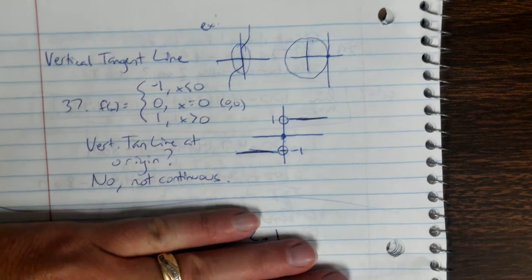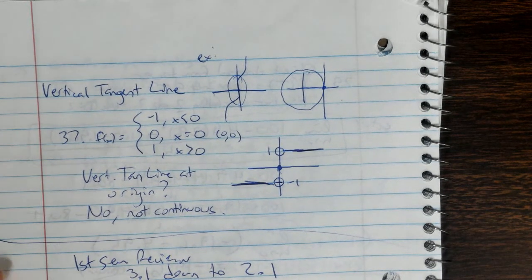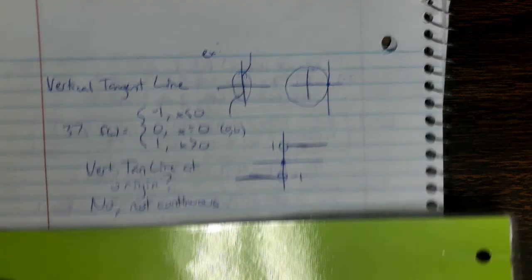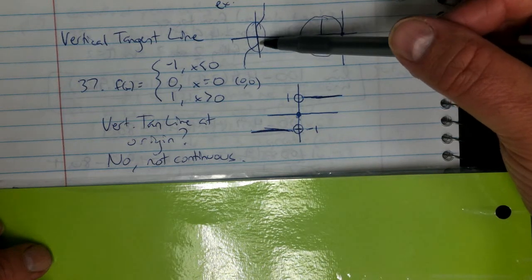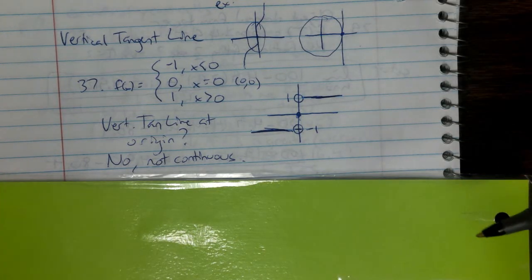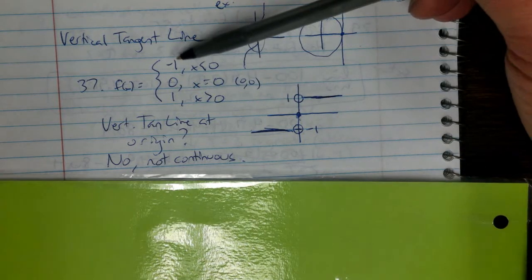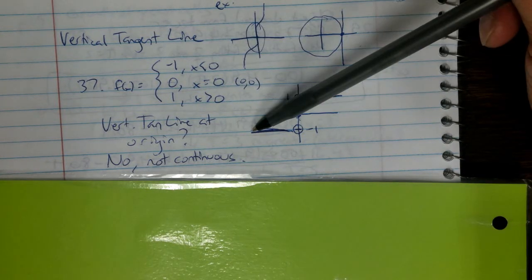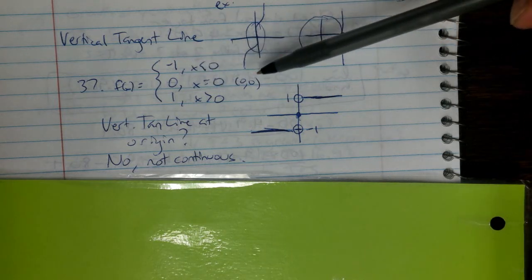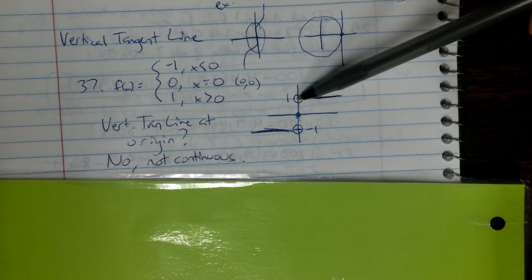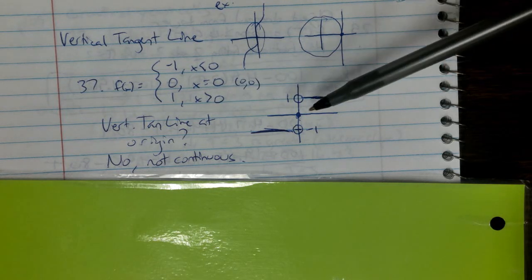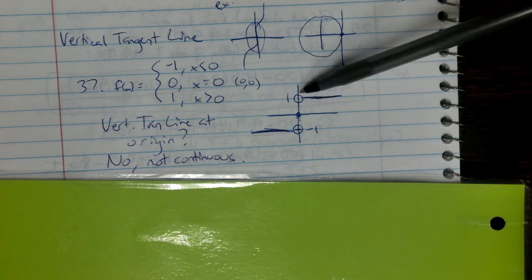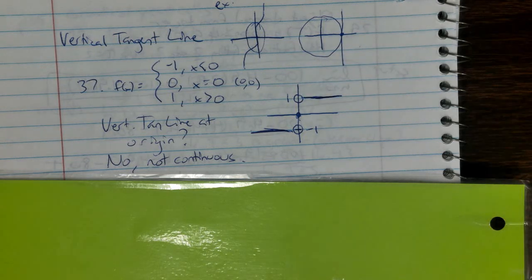Okay, our last one is about a vertical tangent line. So let's just cover this up. Okay, so a vertical tangent line is represented by this vertical line. We have a piecewise function that says -1 when x is smaller than 0, so that's over here, 0 when x is 0, so that'd be the origin, and 1 when x is greater. And so what it's asking is, is there a vertical tangent line at the origin? No, there's not, because it's not continuous.